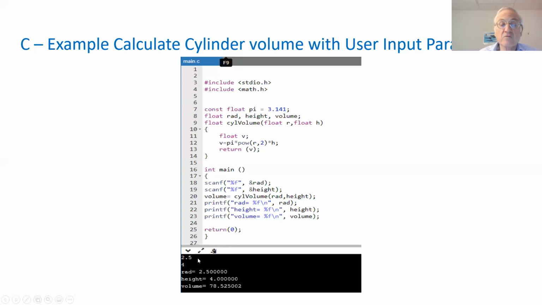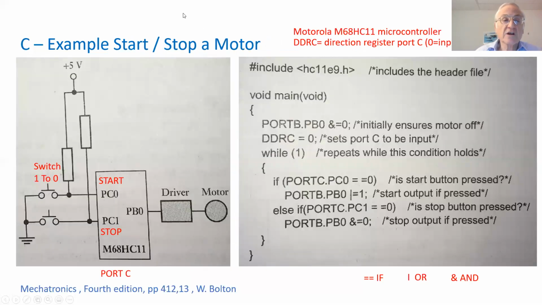And the result here is 2.5. This is what we entered on the terminal. 4 is for the height, and then the printer gives us 2.5 in floating point for the rad, 4 for the height, and then the volume is calculated as 78.525002.